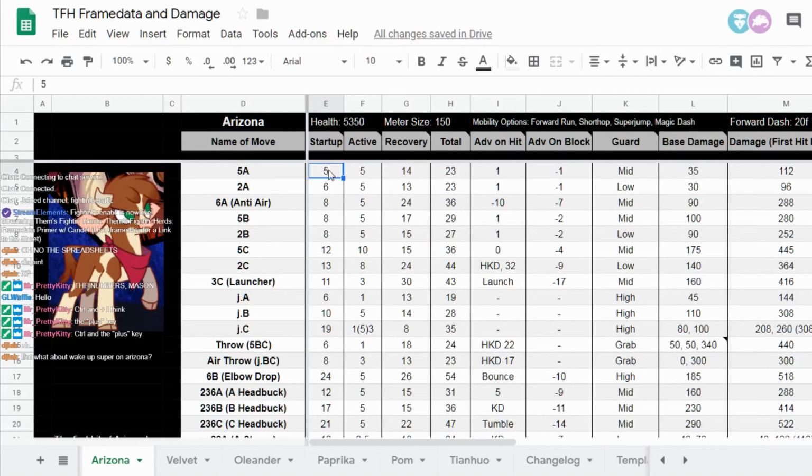So, what have we done so far? We looked at startup. Startup's important, advantage on block is important. Another important thing to realize about the startup of moves is that in some situations, you'll want to challenge or try to hit your opponent as fast as possible, and that's important to pick your normals wisely. If you're both point blank and you're doing nothing, one of you wants to attack. If you both attack at the same time, and one of you does an A and one of you does a C, the A is obviously going to win.